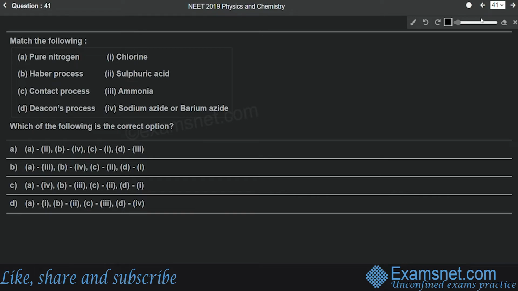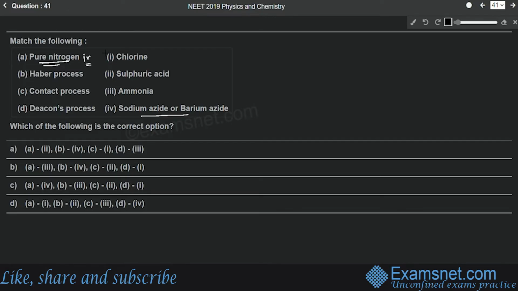Question number 41 is from the P block elements, and here we have to match the processes with the products that are obtained from these processes. So the first one is pure nitrogen. Now what is the process to get pure nitrogen? It is the thermal decomposition of sodium or barium azide. So the correct match for A will be number 4.